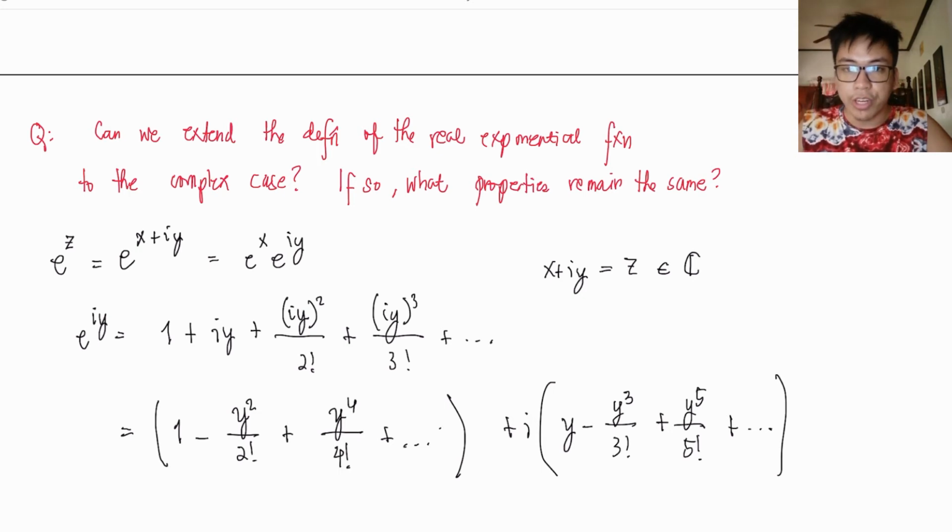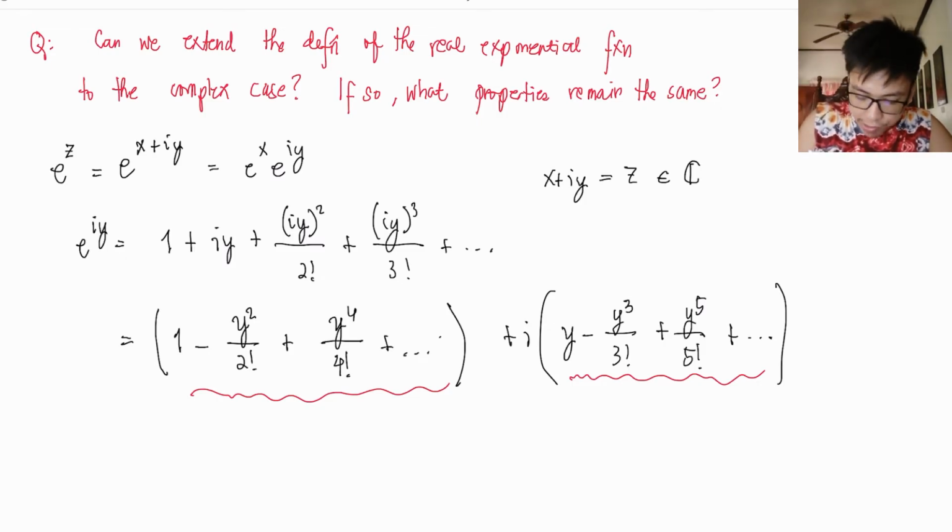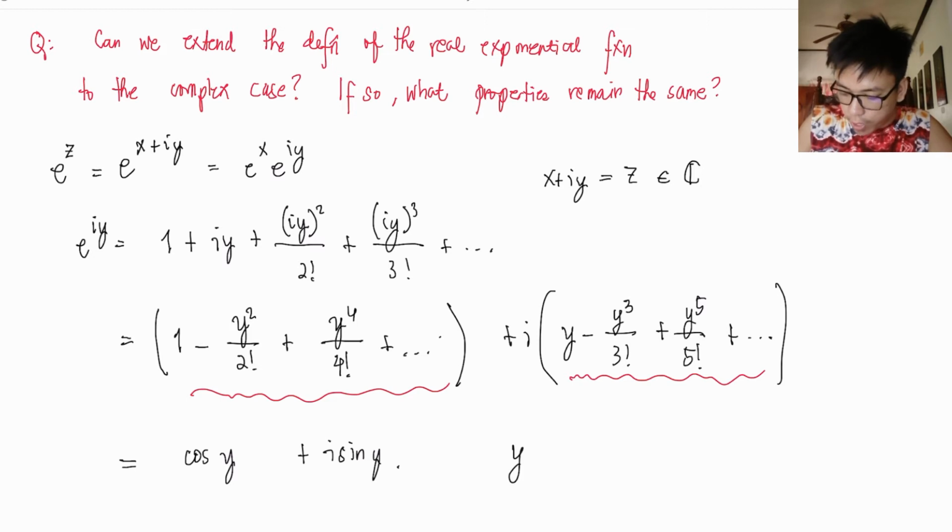If you have any questions or clarifications on this, you can comment down there. You can just double check that this second expression is the same as the first expression above. Observe that this is the power series representation of cosine y, and this is the power series representation of sine y. So I can write this as cosine y plus i sine y, where y is an element of the set of real numbers. Which means that e to the iy is the same as cosine y plus i sine y.